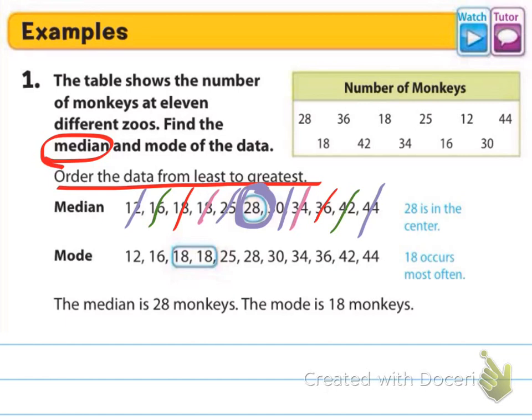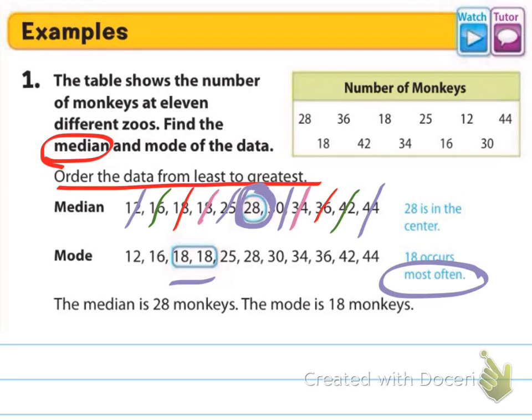Now for mode, it's the one that occurs most often. And so if I'm looking for the one that occurs most often, I'm going to see that the 18 is the only number that's duplicated at all. I don't have any other number besides 18 that shows up more than once. So in this example, the mode is 18. So the median is 28 monkeys and the mode is 18 monkeys.